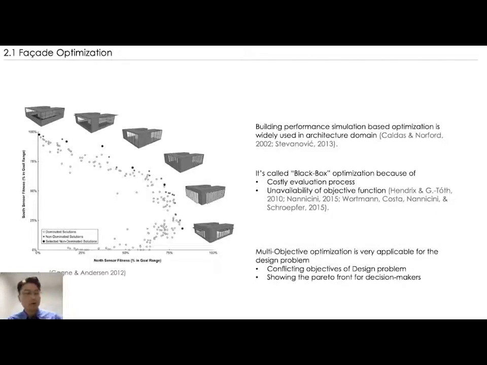So it could be tricky, and you don't always go for single objective optimization, right? You can also go for multi-objective optimization, and it's very applicable for design problems since those objectives are conflicting with each other, and you end up having the Pareto front of optimal solutions, not just one single solution, right?